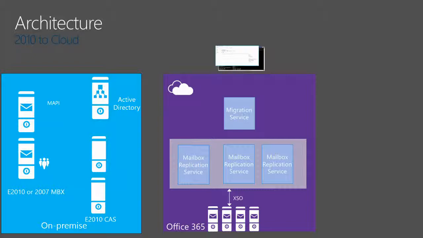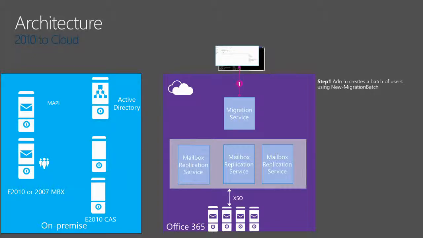One is called the migration service, which is the orchestration engine that provides you all these batch management capabilities. The other service that many of you may be familiar with is the MRS service, which is responsible for the actual data move. Now let's walk through what happens when you kick off a migration.